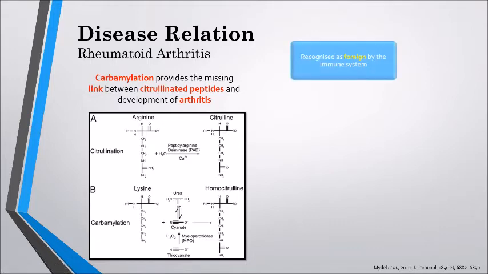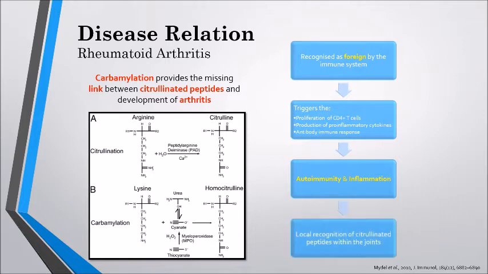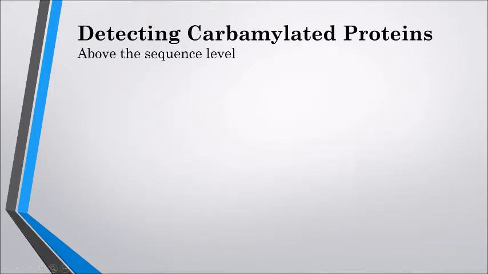Homocitrulline may be regarded as a foreign entity within the body and therefore be targeted by the immune system. This results in the proliferation and chemotaxis of CD4 plus T cells, the production of pro-inflammatory cytokines such as interferon gamma and interleukin 17, and antibody response. This causes autoimmune disease and inflammation, and the local recognition of citrullinated peptides within the joints, ultimately leading to arthritis in an individual. Because of the significance of carbamylation in human disease, it is important to study its effects further so that therapeutic methods can be developed.